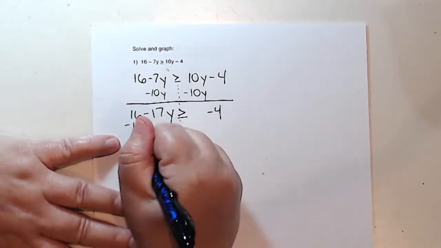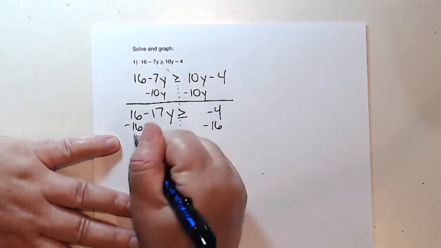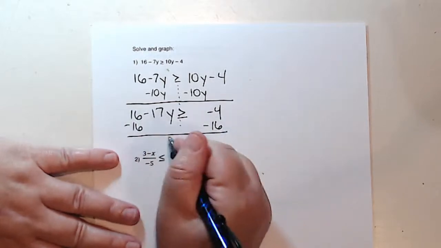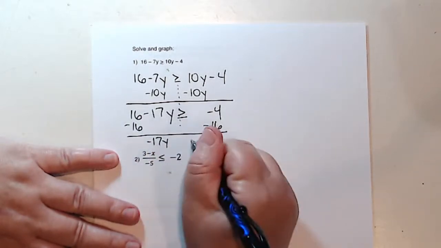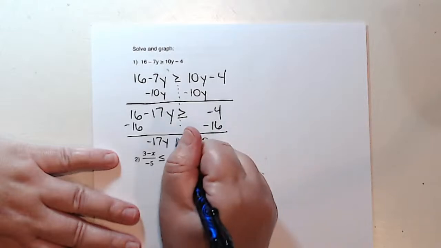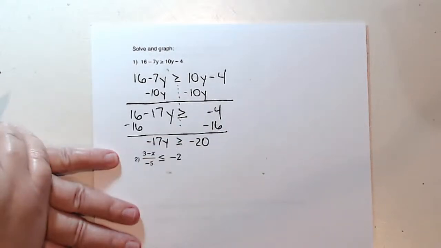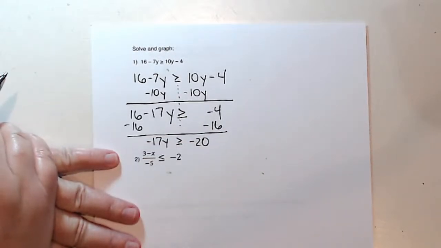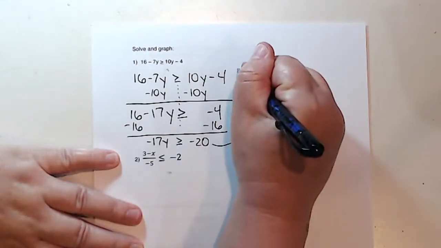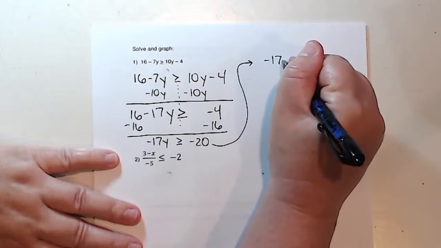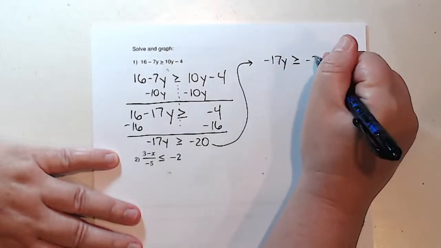Now I'm going to go ahead and subtract that 16. Get that 16 over onto the right-hand side. Again, negative 17y, negative 20. And the inequality does not change because I did not multiply or divide by a negative number. I'm going to copy this up here. Negative 17y is greater than or equal to negative 20.